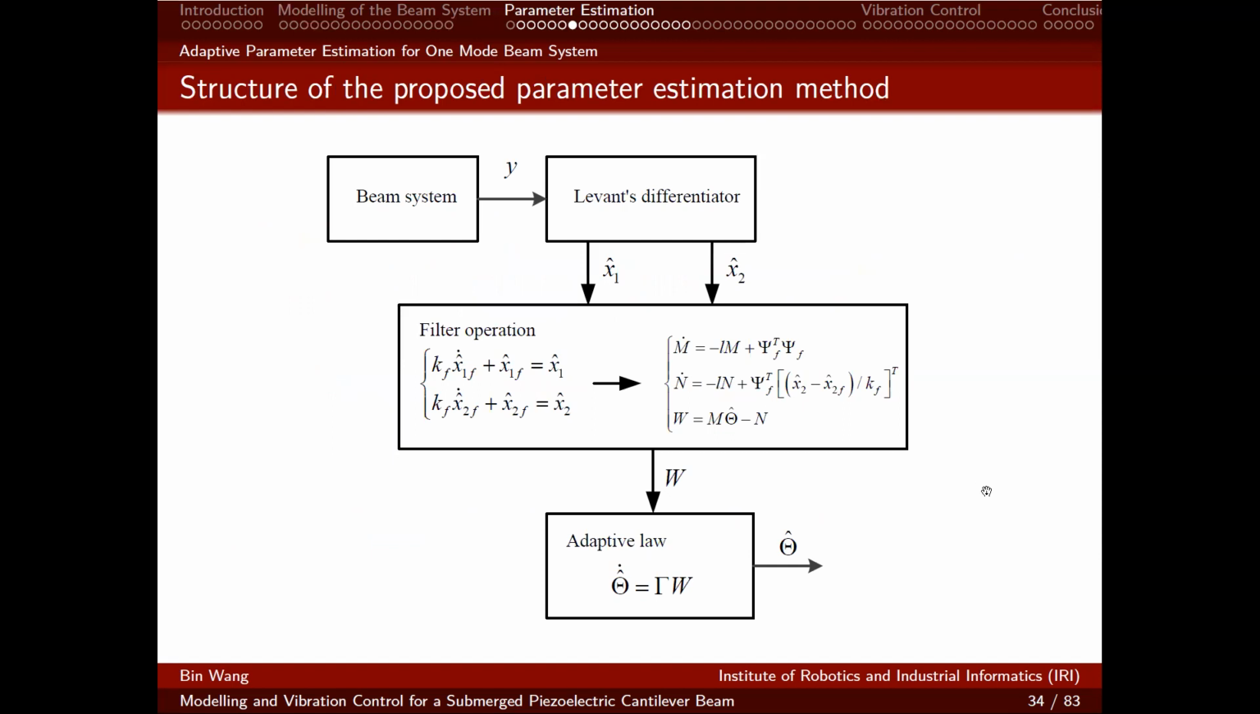The structure of the proposed parameter estimation is generalized in this figure. We have the beam system, and we can measure the information of the output. We use the Levant differentiator, and we can obtain the states of the system. And after a filter operation, we obtain the variable W that contains the parameter estimation error. So we can design the adaptive law to estimate the unknown parameters.